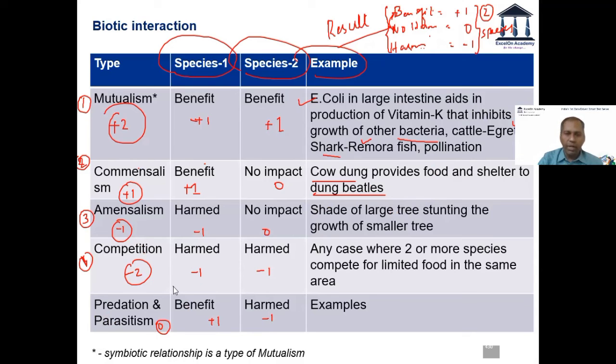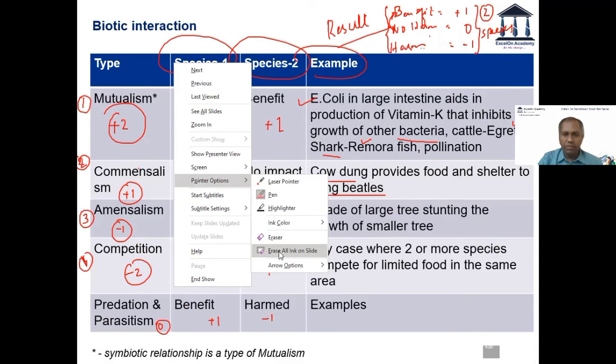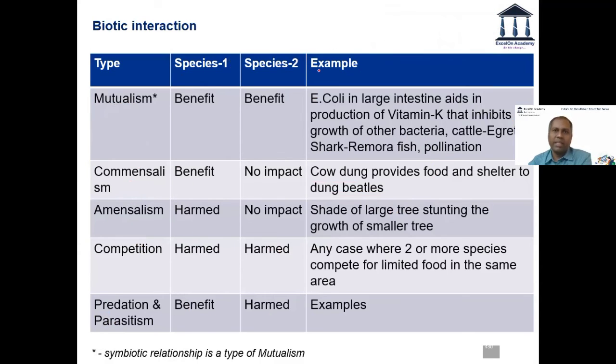In fact, if we draw it over a line, over an x-axis, this is 0, plus 1, plus 2, minus 1, minus 2. Minus 2 is your competition, where both are harmed. Plus 2 is your mutualism, where both are benefited. One harmed and the other benefited is predation or parasitism, which sits at 0. Then commensalism is plus 1 and amensalism is minus 1. So that's an easy way to place commensalism and amensalism.